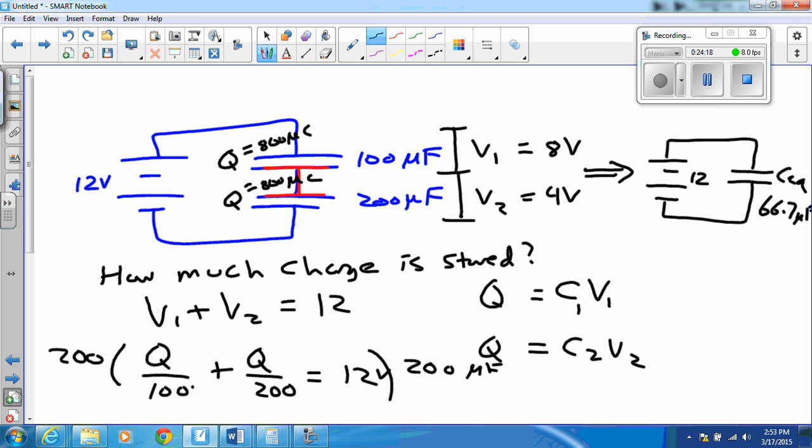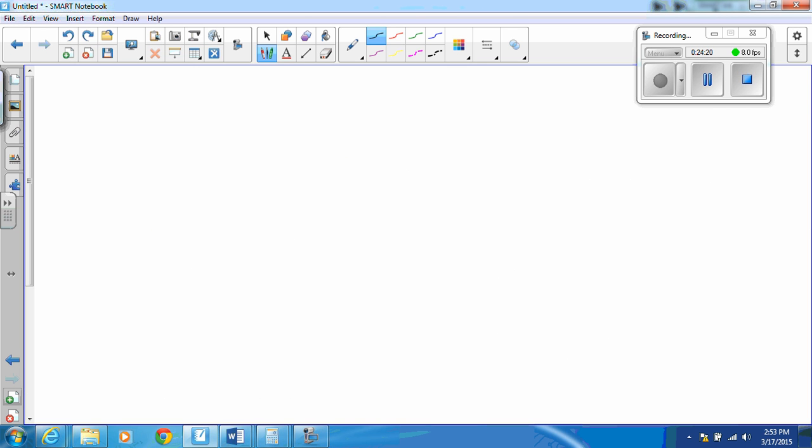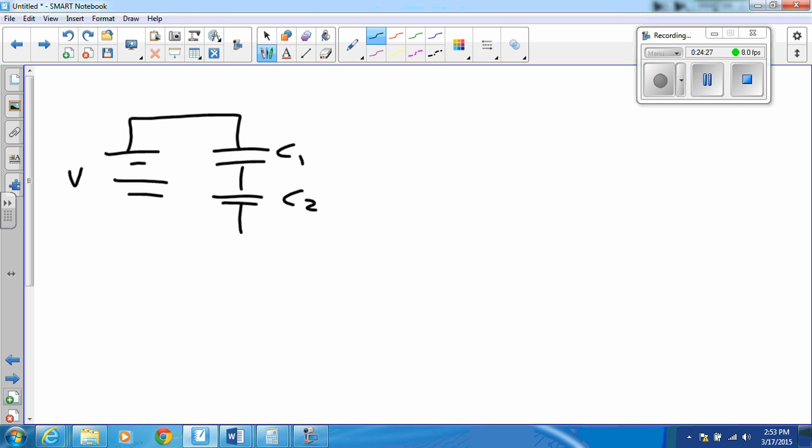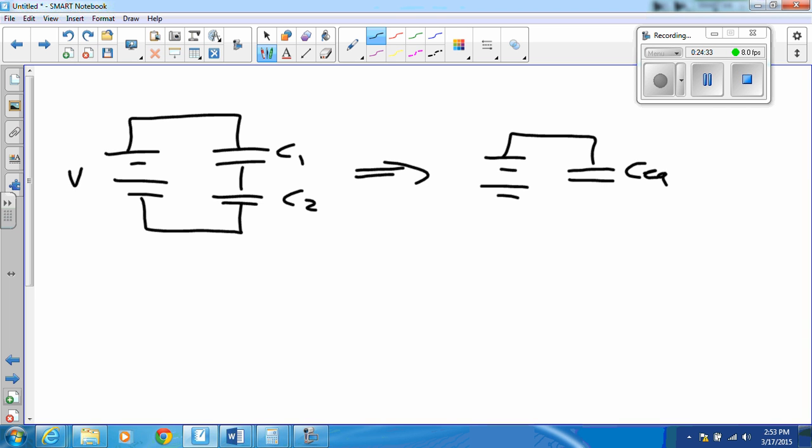Let's do this whole thing all over again, but this time with C1 and C2 instead of 100 and 200. So our setup is going to be power supply B, C1 in series with C2, and what we'd like to do is to turn that into a circuit with an equivalent capacitance that stores the same amount of charge. And so here we go.